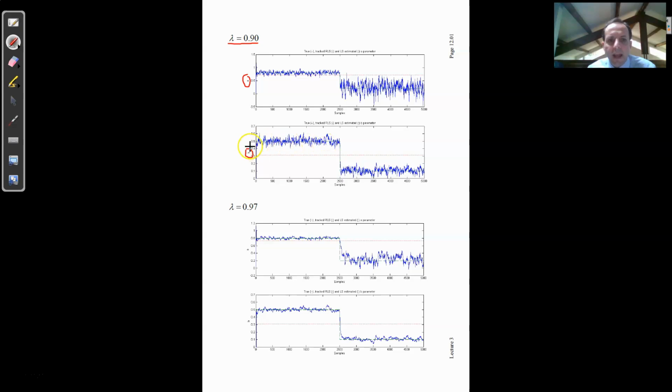Also for the case of parameter B, from 0.5 it goes to 0.1, and as you can notice here, there is almost no delay. So the tracking is very fast, but as you notice here, the accuracy of the estimation is very poor, because the estimation is changing very quickly. So it means the accuracy is not very high.